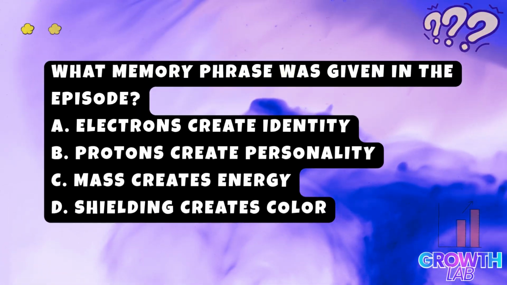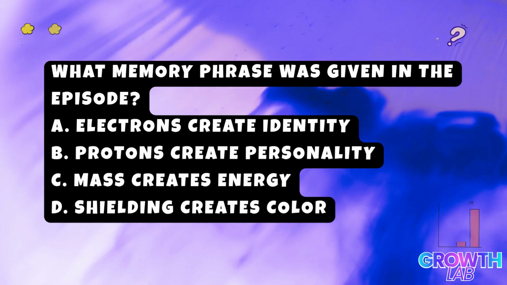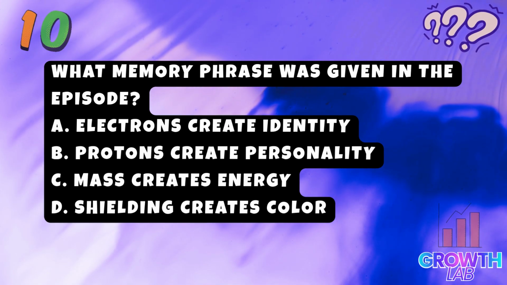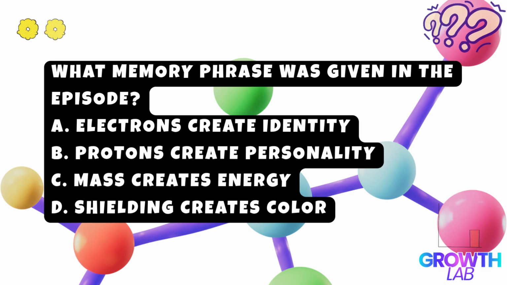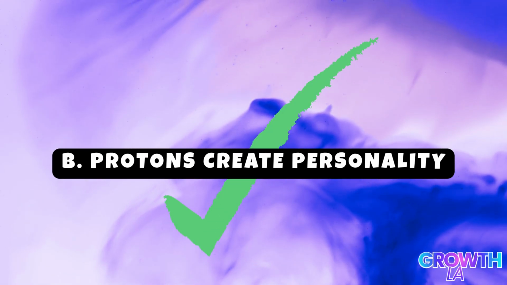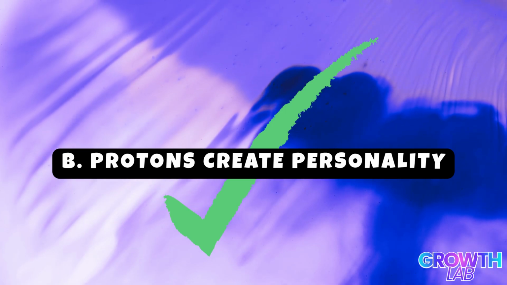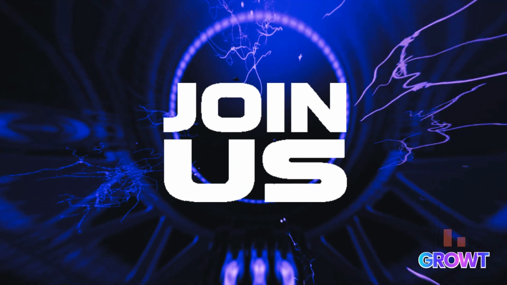Question 10. What memory phrase was given in the episode? Answer options are: Option A, electrons create identity. Option B, protons create personality. Option C, mass creates energy. Option D, shielding creates color. Correct option is option B, protons create personality, because proton number defines elemental behavior.